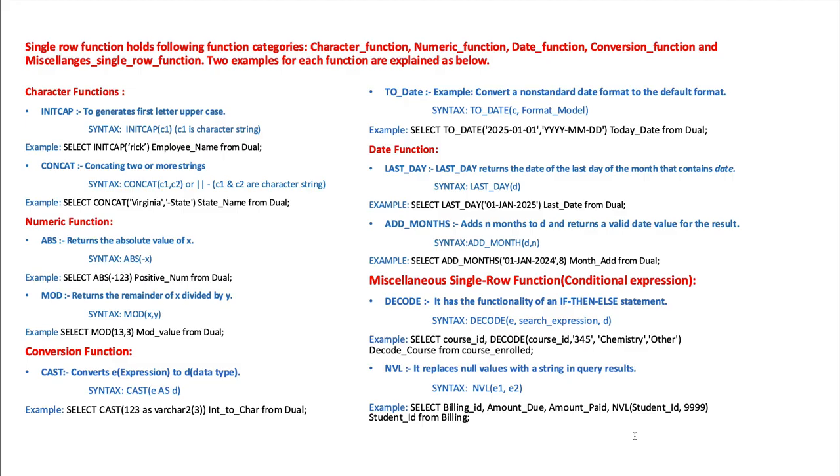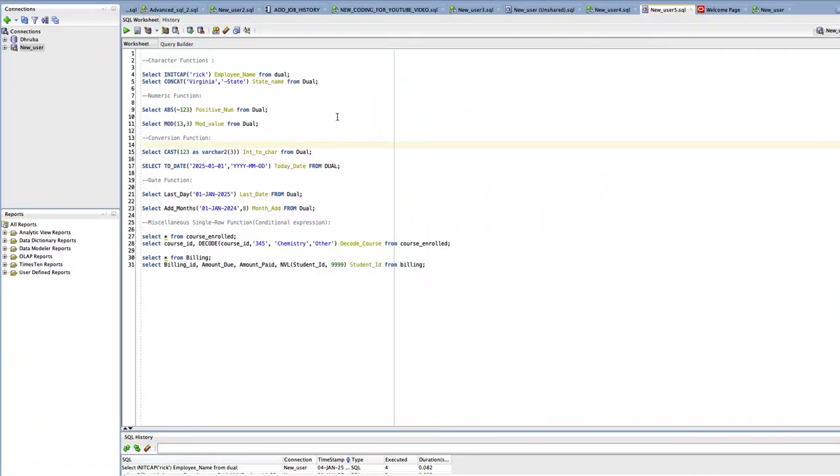With examples, we can run this code in our Oracle Developer window and observe the result. Let me go through the Oracle Developer window and run this code. This is the Oracle Developer window. We have 5 different function categories which exist in single row function. First one is character function. We have 2 examples, INITCAP function and CONCAT function.